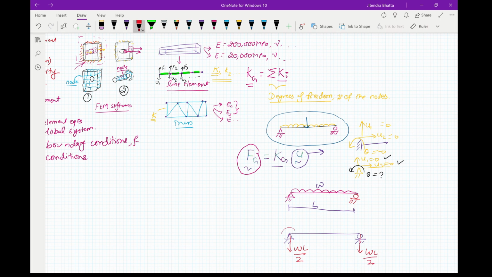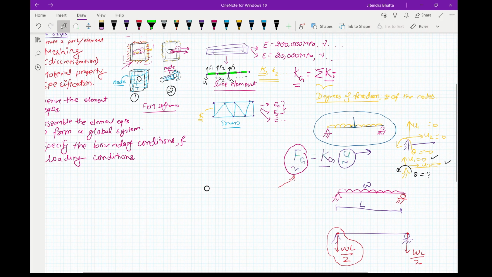So this will be your force at this node, and this will be your force at this node. Your loading condition will refer to your force vector, and your boundary conditions will refer to your displacement vectors. And the mathematical relation that links these two vectors is the stiffness matrix. So this stiffness matrix is very, very important.